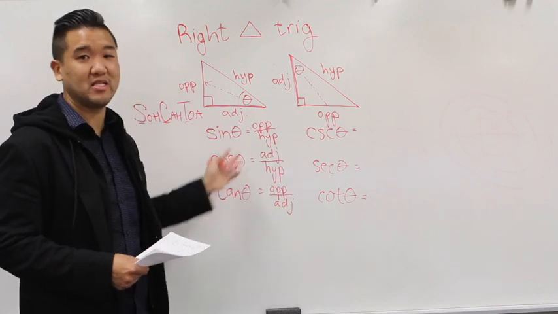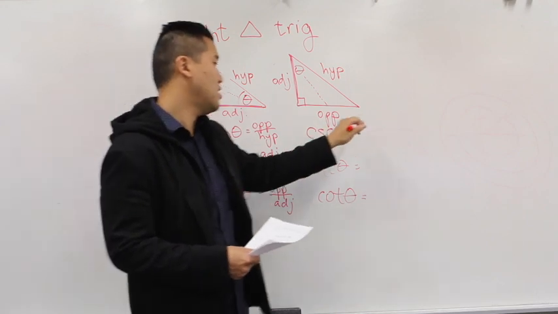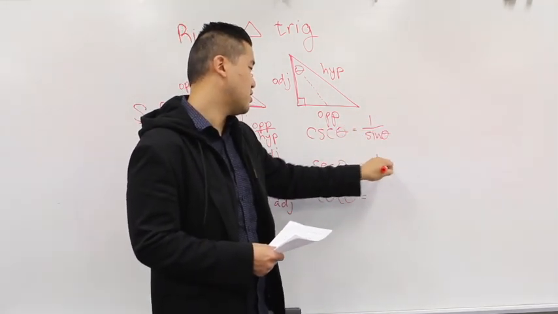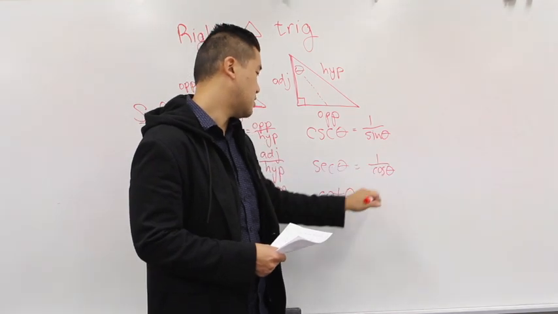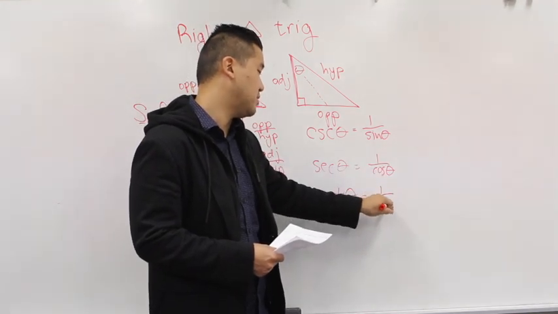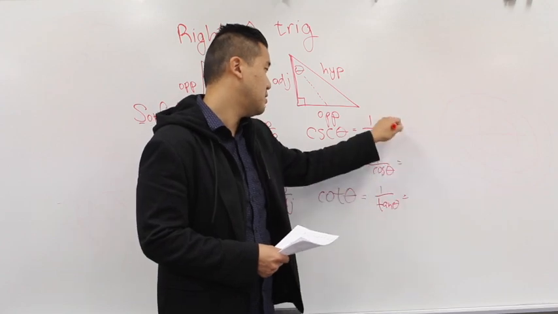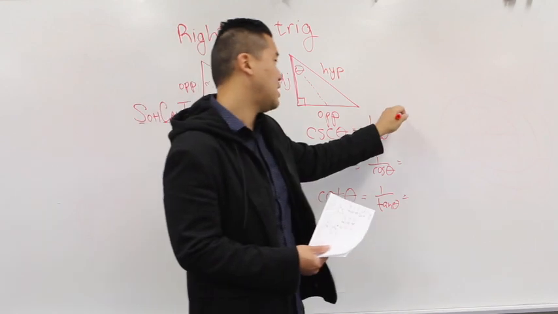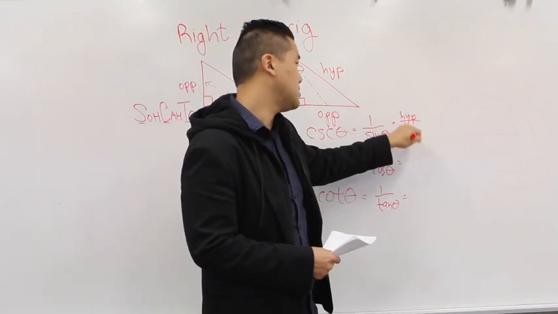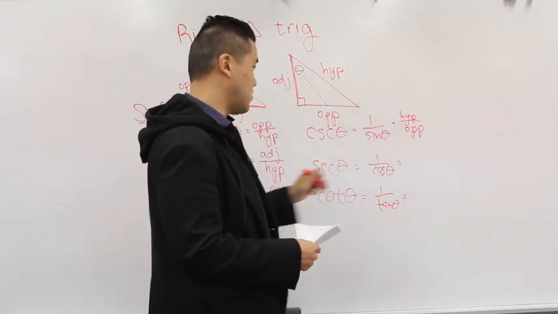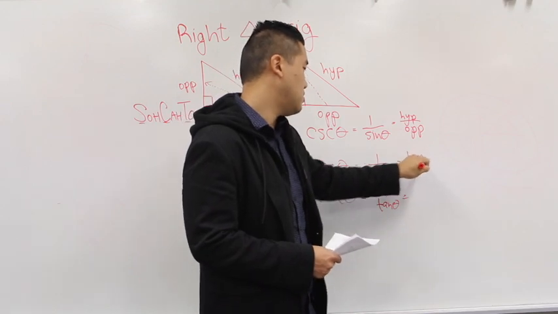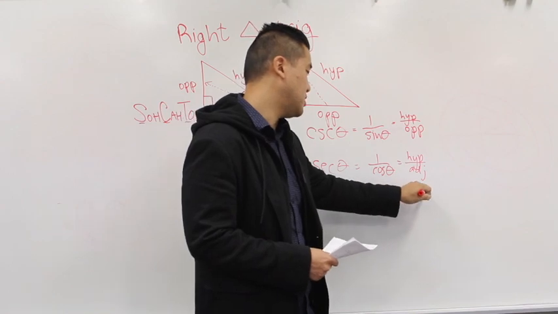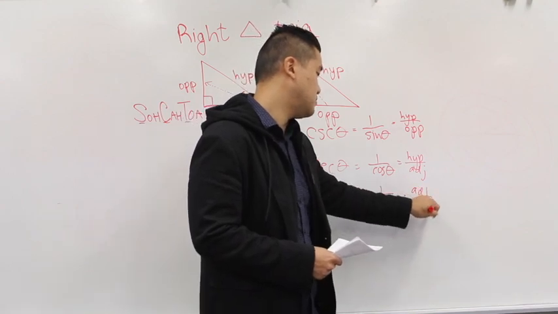I wrote these next to these guys because these are actually the reciprocals of them. So cosecant is going to be 1 over sine. Secant is 1 over cosine. And cotangent is 1 over tangent. Because they're reciprocals, we can flip these guys. So instead of opposite over hypotenuse, we're going to say it's hypotenuse over opposite. Instead of adjacent over hypotenuse, we're going to say hypotenuse over adjacent. Instead of opposite over adjacent, we're going to use adjacent over opposite.